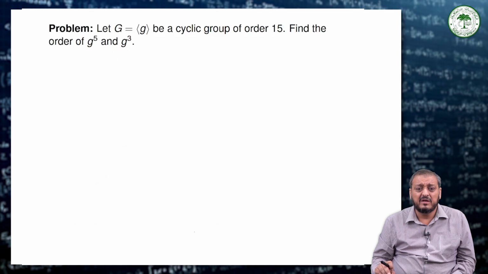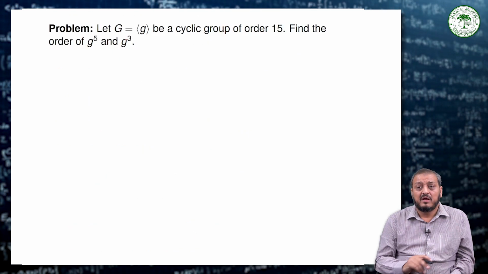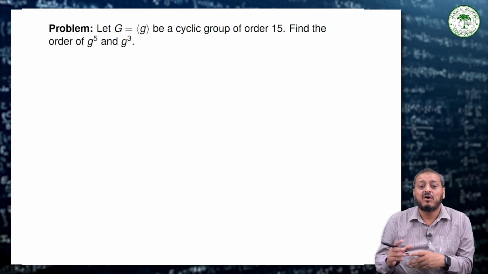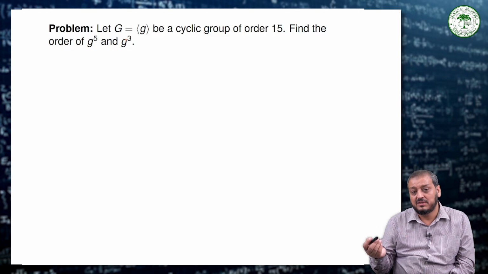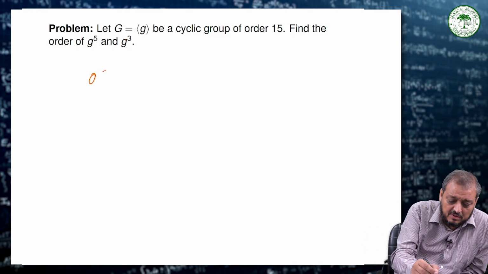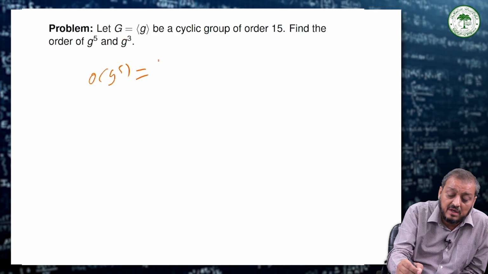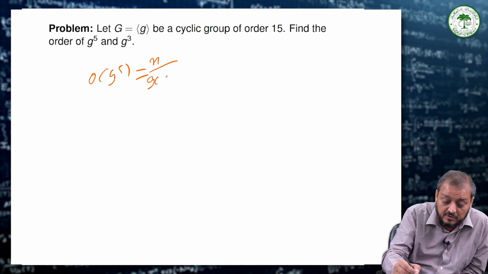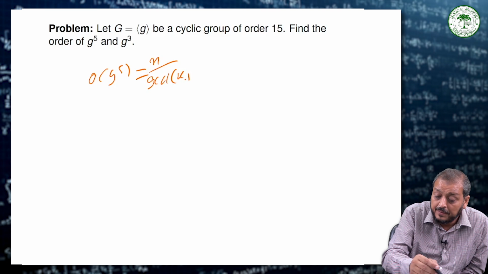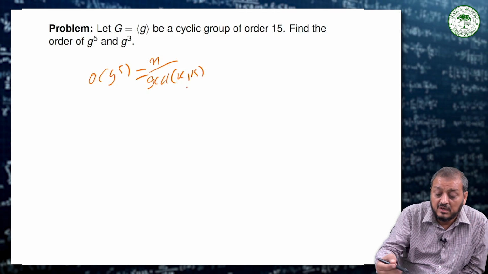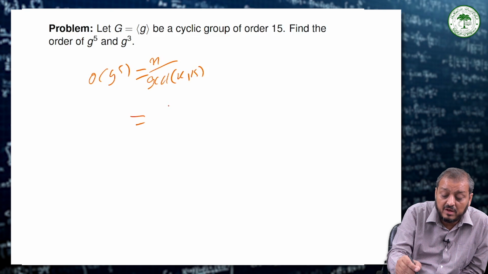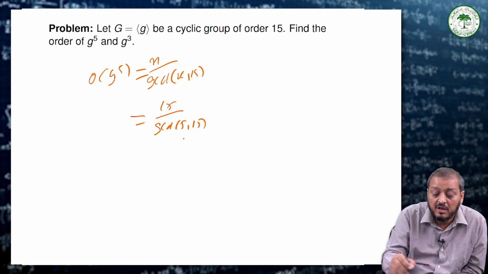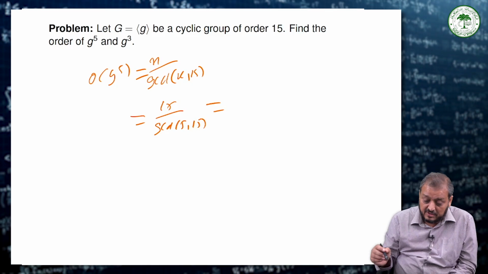Another example: suppose we let G be a cyclic group generated by g of order 15, then find the order of g to the power 5 and g to the power 3. So, we can find the order of g to the power k as n over GCD of k and n. Here n is equal to 15, so we have 15 over GCD of 5 and 15, and GCD of 5 and 15 is equal to 5.